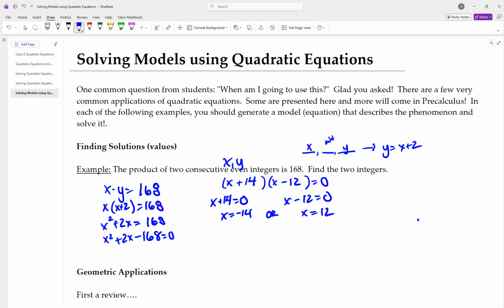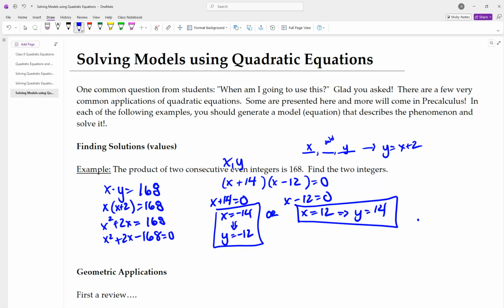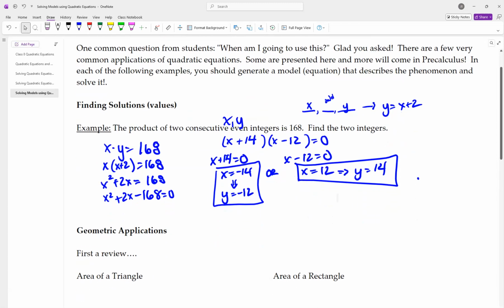Here, we would just need to double check. If x is 12, that implies that y is 14. That one ends up working. If x is negative 14, then if I add 2 to that, y is negative 12. They are consecutive even integers, and they do multiply to give 168, so this one ends up working as well. So you actually get two answers, whereas via guess and check, you only find one.